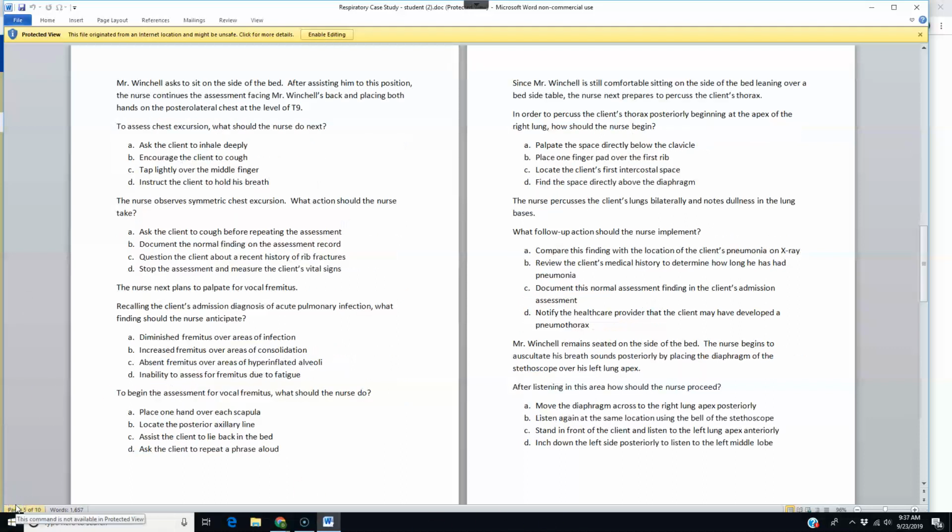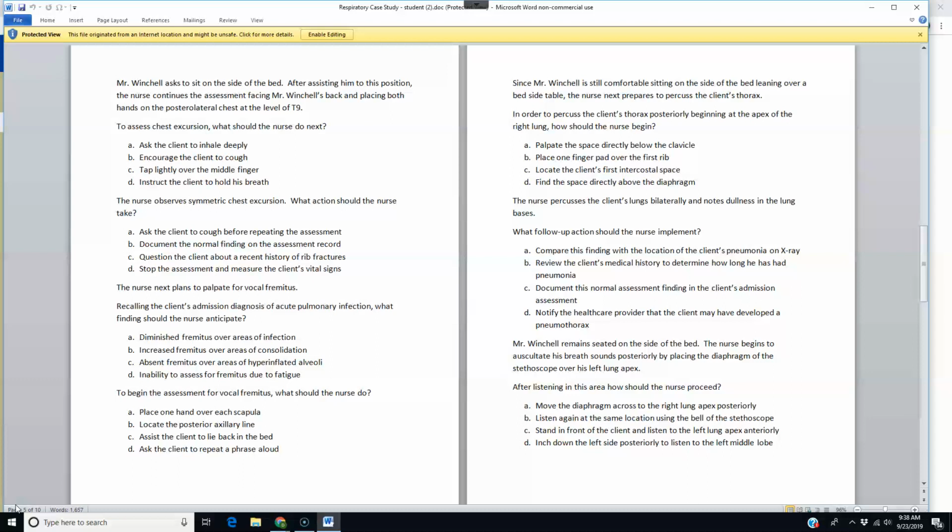Okay, let's go to the next question. Mr. Winchell asked to sit on the side of the bed. After assisting him to this position, the nurse continues the assessment facing Mr. Winchell's back and placing both hands on the posterior lateral chest at the level of T9. That's thoracic 9. To assess chest excursion, what should the nurse do? Again, to find out this information, you would definitely go to your D'Amico and Barbarita to see how you would do that. We are not going to do this in our head-to-toe assessment, but I think it's important to know how we would assess chest excursion and expansion. And the answer to that is, think about it.